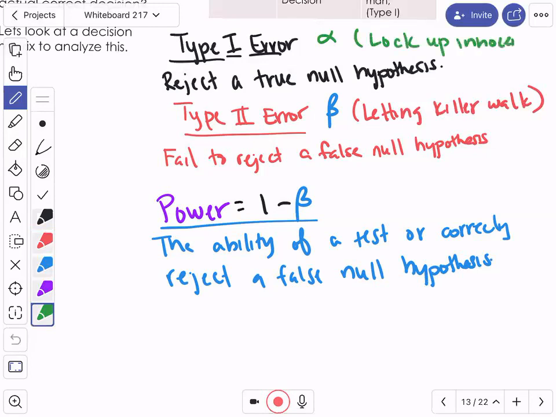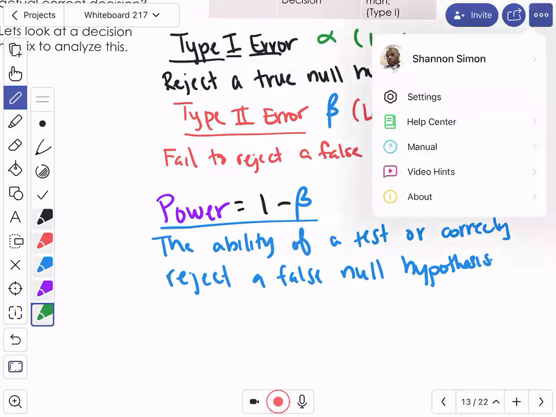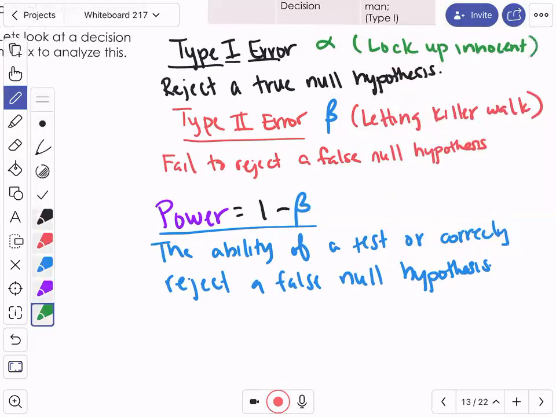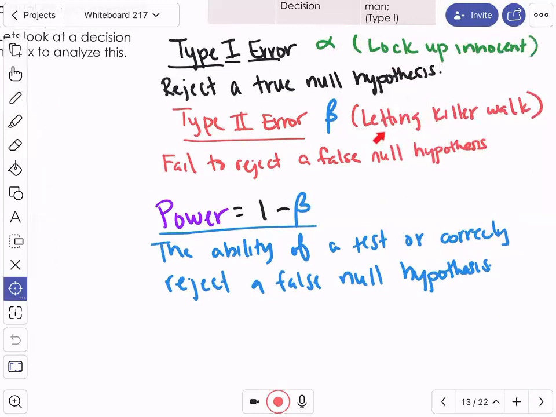So I want you to understand this because somebody just said it. What ends up happening is this. I want this error to be very small right here. I want to let killers walk being very small. In order for that to occur, then I have to lock up more people. Well, naturally, if I lock up more people, what am I also going to lock up? I'm going to lock up a lot more innocent people as well. So if we decrease the beta error, it's going to increase the alpha error. It's going to make me lock up more people. That's naturally how it has to work.